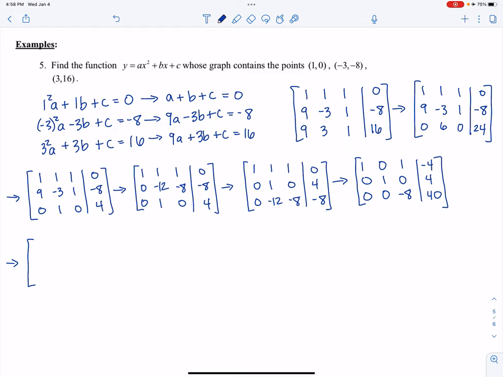Okay. Next, I'm going to divide row 3 by 8. I'll divide it by a -8. 1, 0, 1, -4. 0, 1, 0, 4. 0, 0, -8 divided by -8 is 1. 40 divided by -8 is -5. And the last thing is going to be multiply row 3 by a -1 and add it to row 1 to eliminate the 1 in the third column.